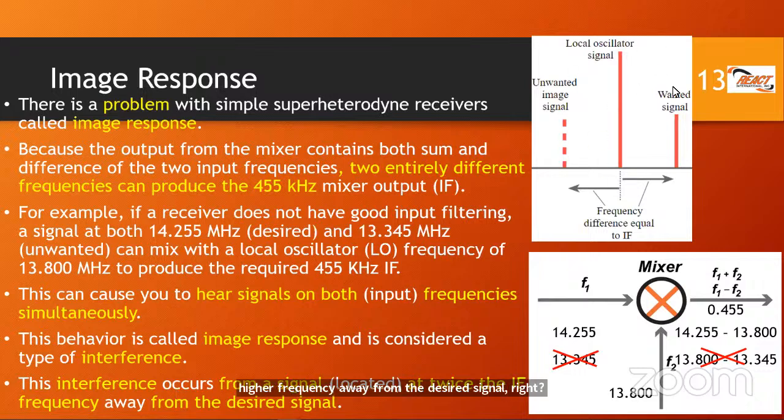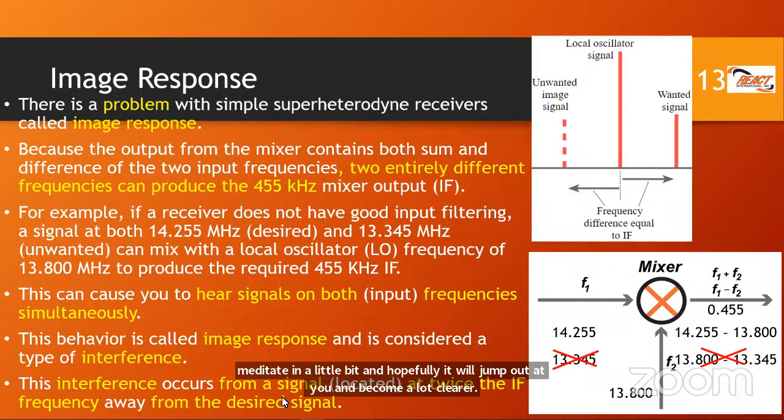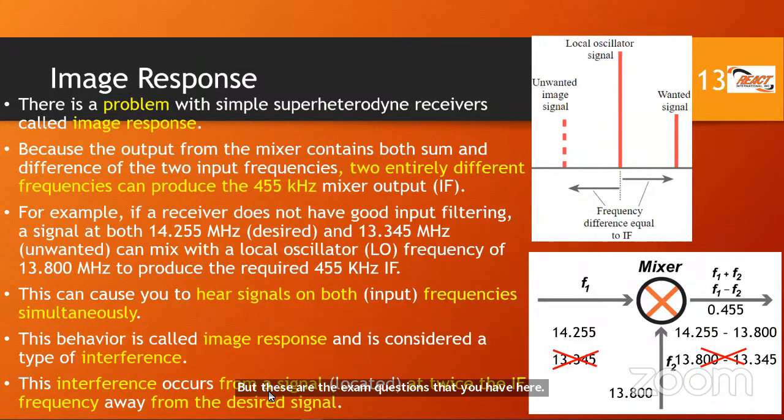Right? We have a little diagram here to show the local oscillator, the wanted frequency, and the unwanted. And we show here diagrammatically that the unwanted frequency is actually 2 times the IF frequency. Right? So hopefully this helps us to visualize that as well. So when you get the slides, look this over, meditate on it a little bit, and hopefully it will jump out at you and become a lot clearer. But these are the exam questions that you have here. Twice the IF is where the interference frequency exists.